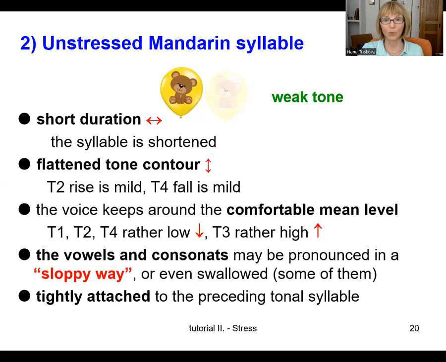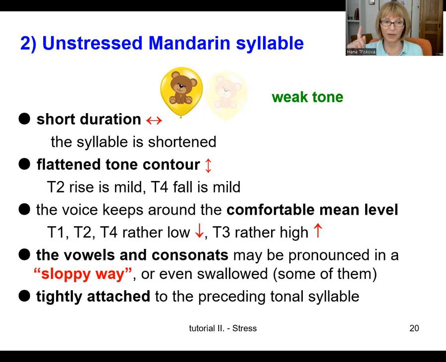Unstressed Mandarin syllable has a weak tone. It has a short duration, flattened tone contour. That means that the second tone rise would be mild, just very mild, and the fourth tone fall would be also flat, like this, mild. Not like this, but like this. Further, the voice keeps around the comfortable mean level. That means the first, second, and fourth tone would be not so high, and the third tone would be not so low.